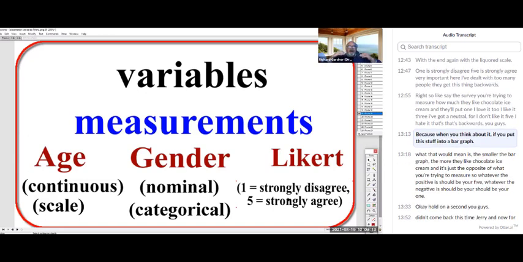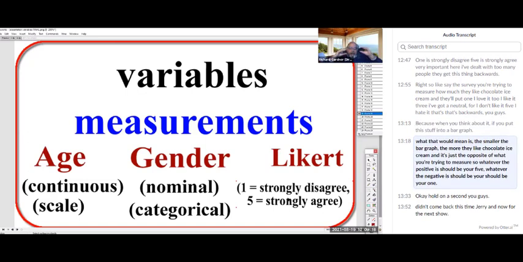Because when you think about it, if you put this into a bar graph, what that would mean is the smaller the bar, the more they like chocolate ice cream. And it's just the opposite of what you're trying to measure. So whatever the positive is should be your 5. Whatever the negative is should be your 1.